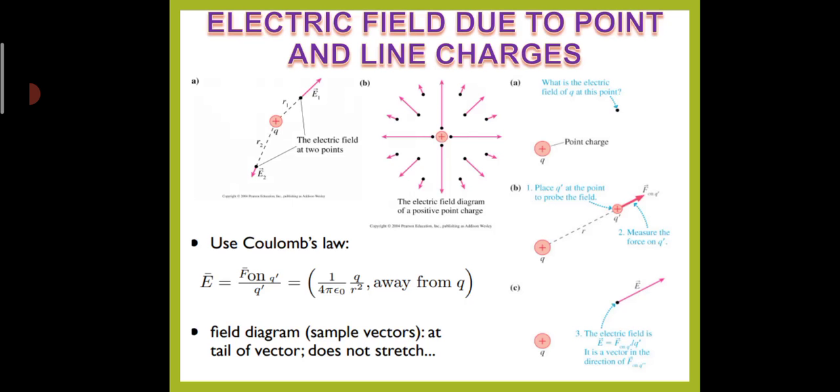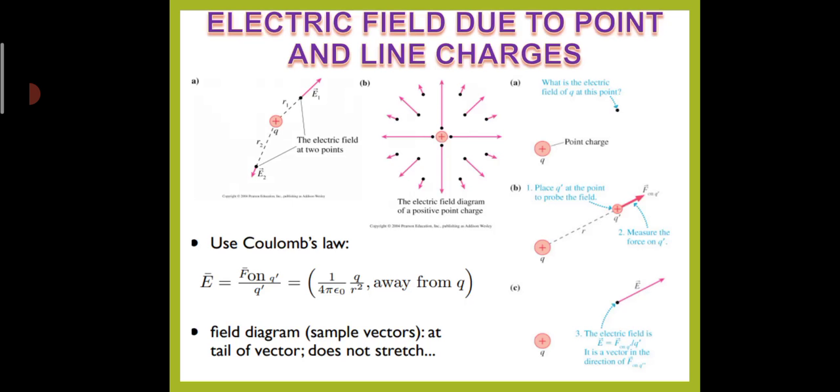But let us find the electric field due to the point charges. Assume a point charge Q. Let us place another charge Q0 at a distance r from the point charge. From Coulomb's law, the electric force acting on the test charge is given by the equation F equal to 1 upon 4 pi epsilon 0 into Q and Q0 divided by r square.